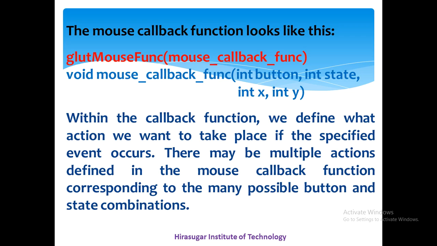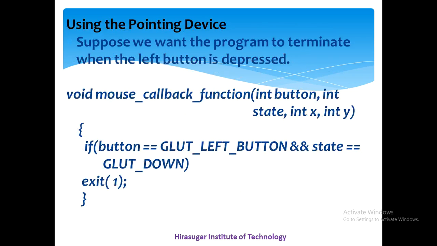Then there may be multiple actions defined in the mouse callback function, corresponding to the many possible buttons and state combinations. Again, you can combine left button press and release, middle button press and release, right button press and release. You can use these combinations and write whatever you want. That is what state combinations mean.